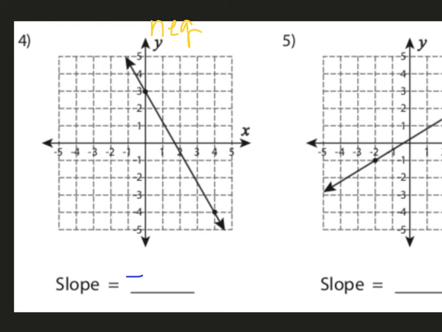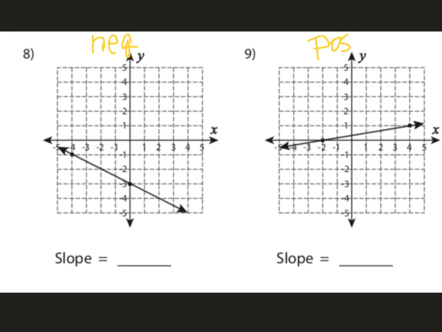Put a negative there. And let's go rise over run. 1, 2, 3, 4, 5, 6, 7. So that's up 7. And then to the left, 1, 2, 3, 4. So it's still going to be negative 7/4. Seems weird, doesn't it? Now, if this could be reduced, you would reduce it, but you can't reduce that.